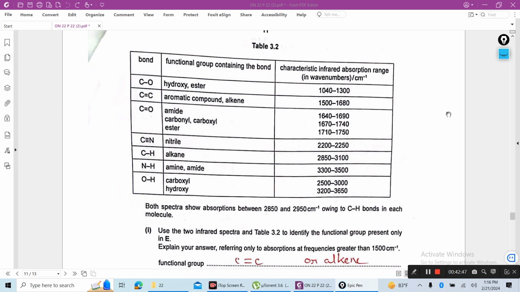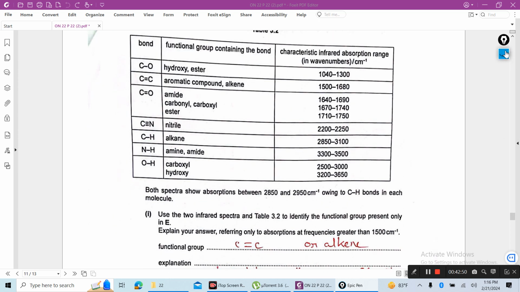Now let's move on. The bonds are given, and their absorption range, wavelength, wave number is given. Now you see both spectra show absorption between 2850 and 2950 due to the C-H bond. So use the two infrared spectra and this table to identify the functional group present only in E.